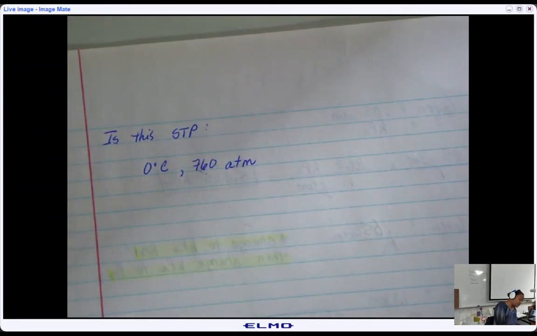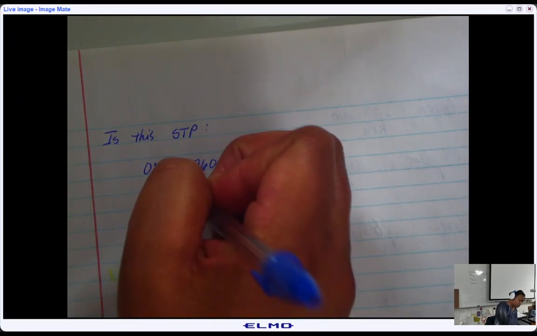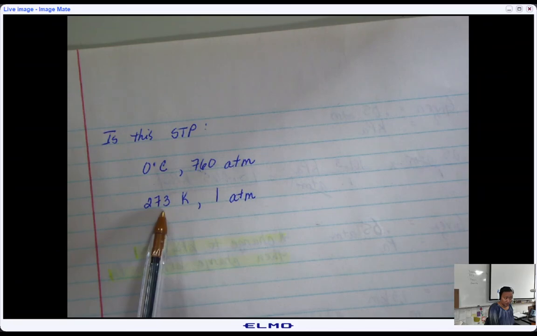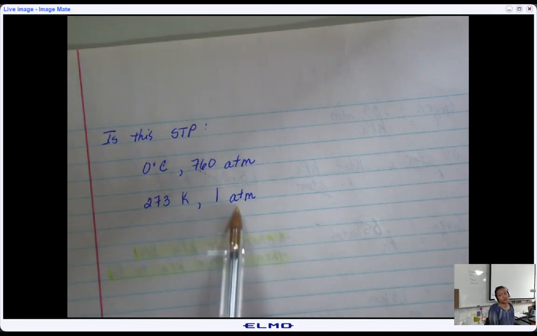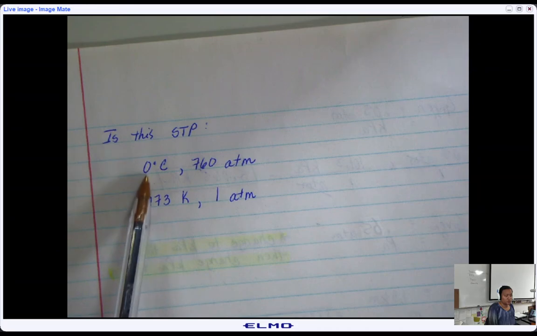All right, what about this? Is this STP? 273 K and 1 atmosphere. Yes, because again, remember your standard temperature can be 273 K or 0 degrees Celsius because they are equal to each other. And then 1 atmosphere, 760 torr, 760 millimeters of mercury, 101.3 kPa. So any combinations of those kind. Just be careful when you're reading these.